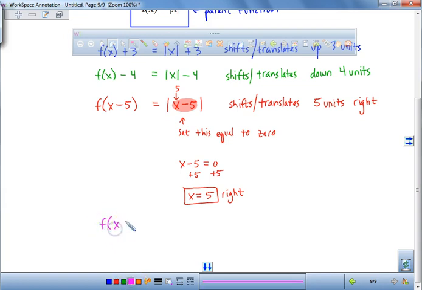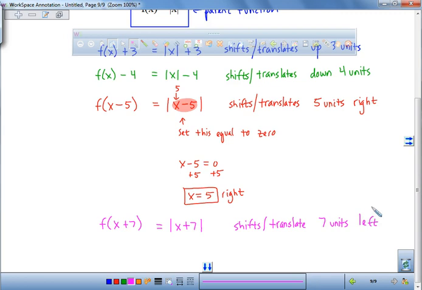If I said x plus 7, which basically means the absolute value of x plus 7. Well, if we just learned that x minus 5, or the absolute value of x minus 5 shifts 5 units to the right, then following this pattern, it's going to shift, or it's going to translate 7 units, what direction? Left. You're like, I don't believe you.